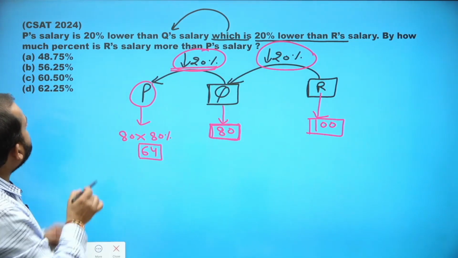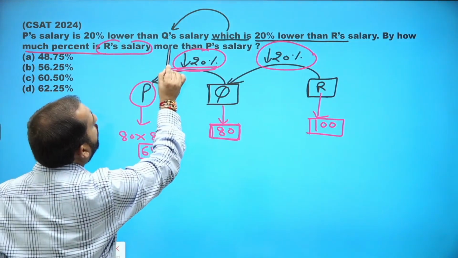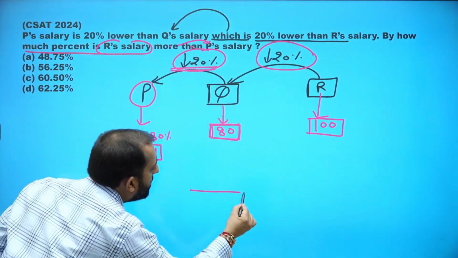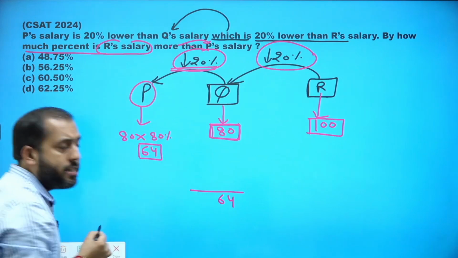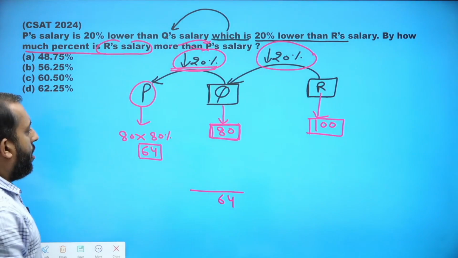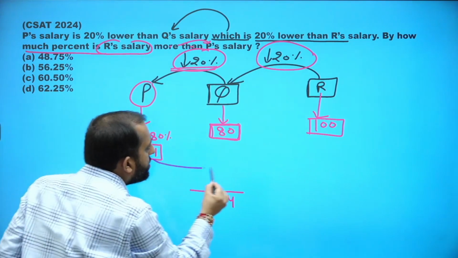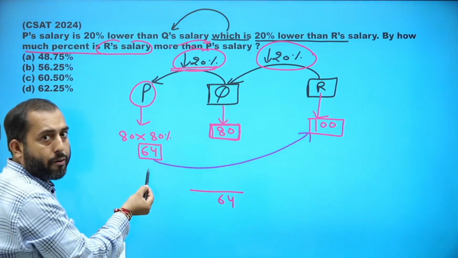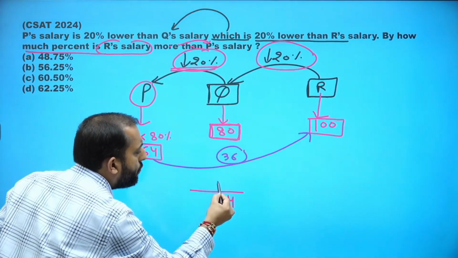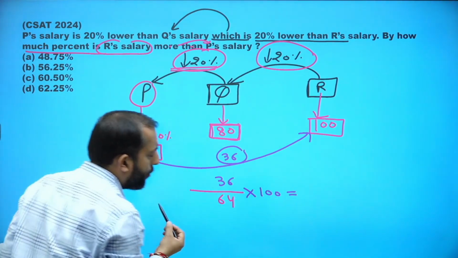Done. Now the last line says how much percent R's salary is more than P. So we are comparing with P. So we'll write down salary of P in the denominator. That is 64 in the denominator. Further, it is written that R is how much more. So 100 is how much more than 64. So you can see 100 is 36 more than 64. So 36 in the numerator into 100. This is what we are looking for.